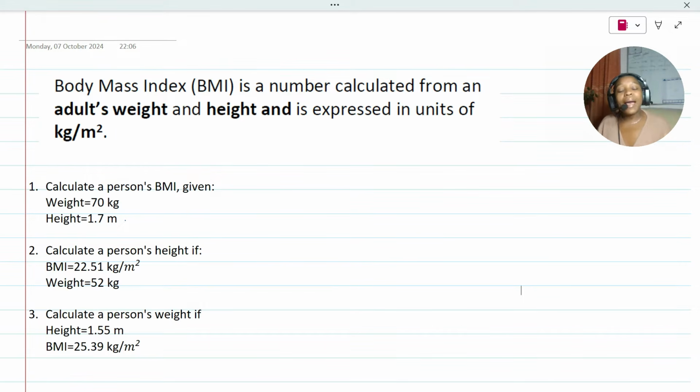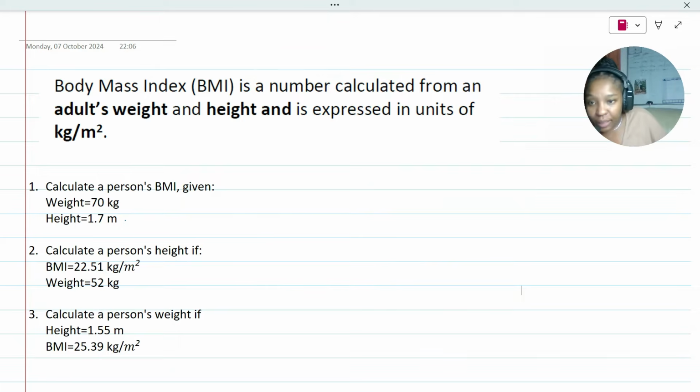So when you calculate a person's BMI, we are able to determine a person's weight status. If a person has a normal weight, fine. If you're a bit underweight, maybe you need to eat more. If you're overweight, maybe you need to make some changes when it comes to your diet. Maybe you need to exercise more. Or if you're obese. So that's basically the significance of us calculating a person's BMI.